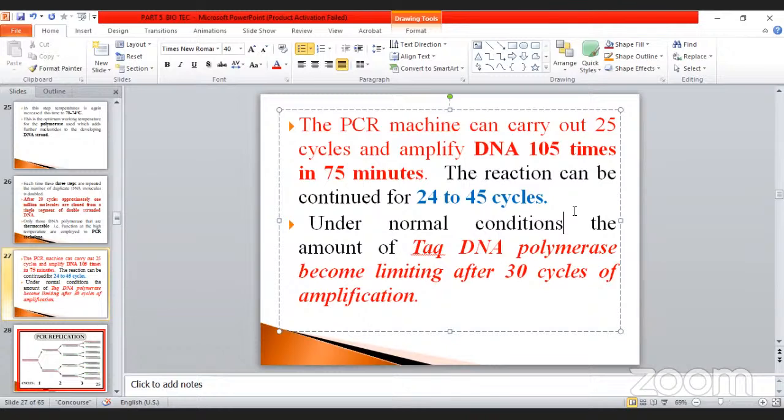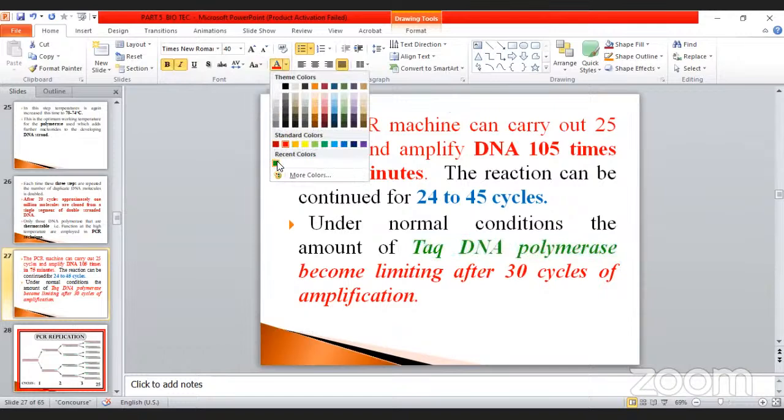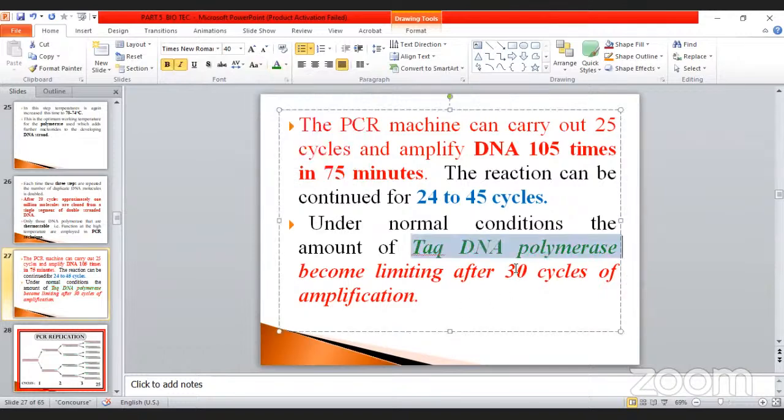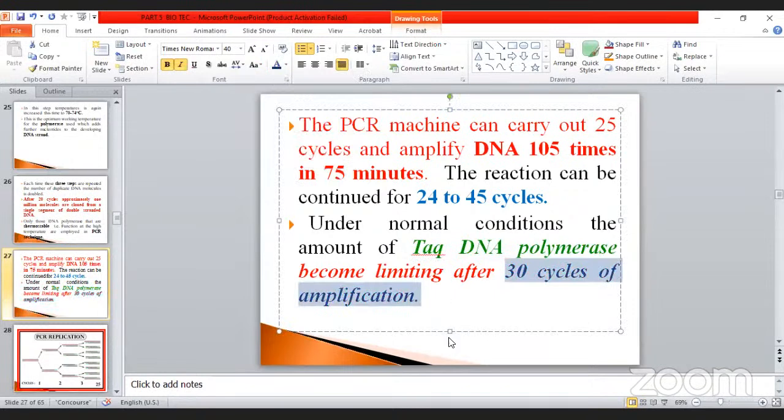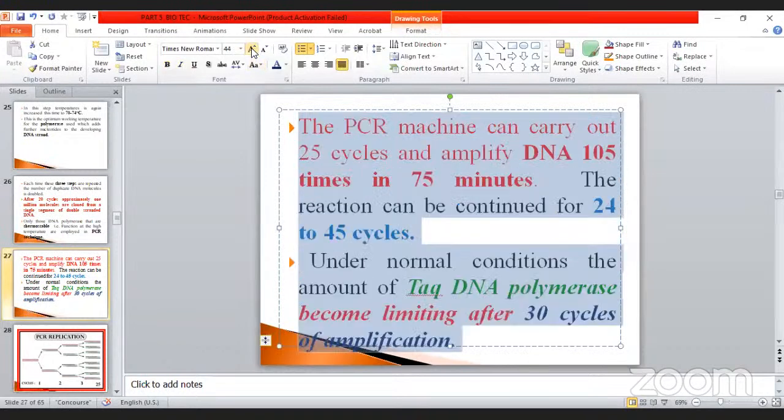The reaction can be continued for 24 to 45 cycles. Okay, this is very, very important. Under normal conditions, the amount of Taq DNA polymerase becomes limiting after 30 cycles of amplification. Normally, the Taq DNA polymerase, how many cycles will it carry out? 30 cycles of amplification. This is the limiting factor. This is the important one, and the limiting of cycles is also due to the Taq DNA polymerase enzyme. Okay, don't forget, my dears.